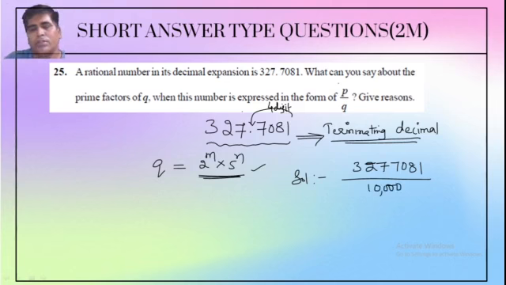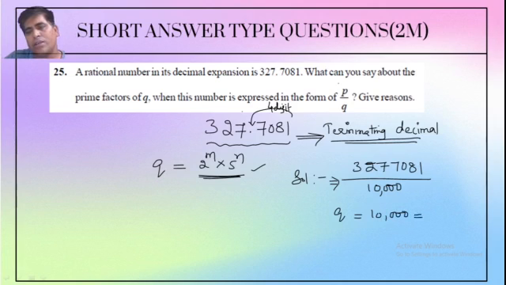Why 10,000? After 4 digits we have a decimal point. It's clearly divided by 10,000. This whole number, if we divide by 10,000, we will get 327.7081. Now you cross check this one. So what is the denominator here? The denominator is 10,000.